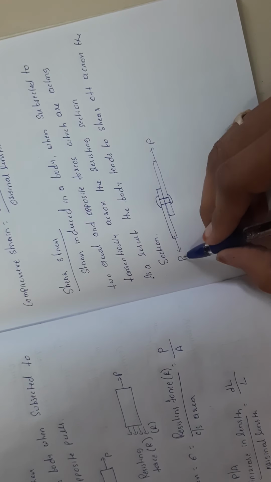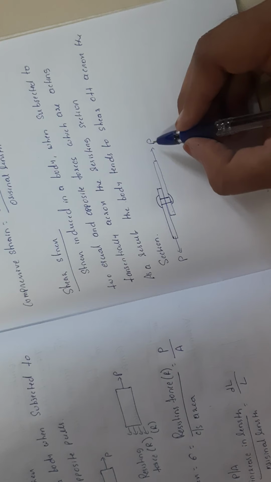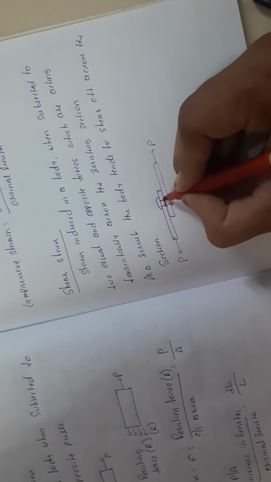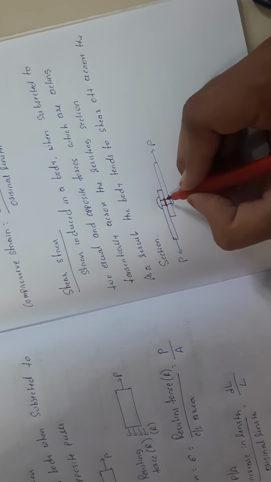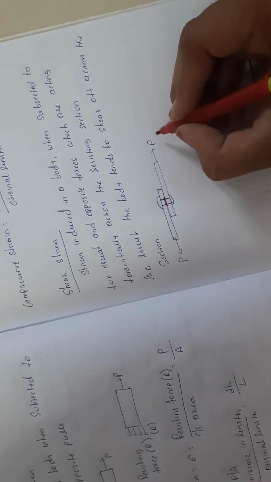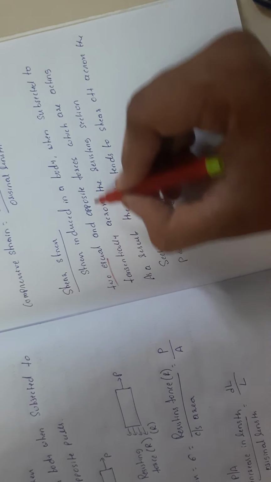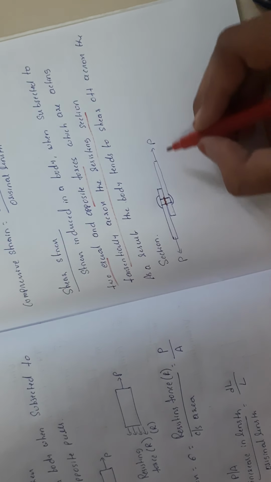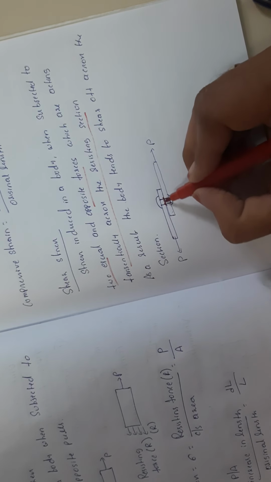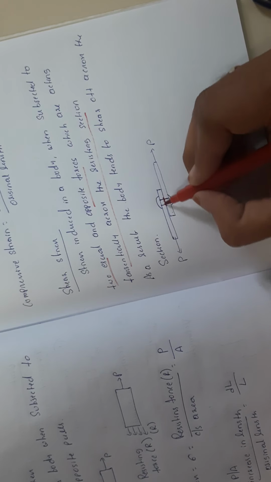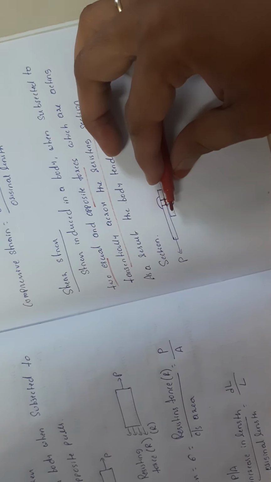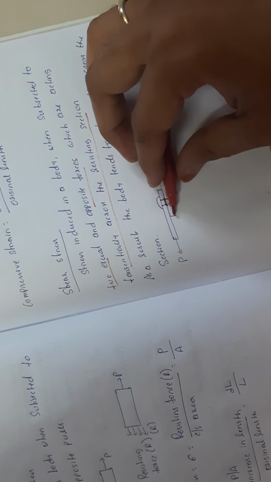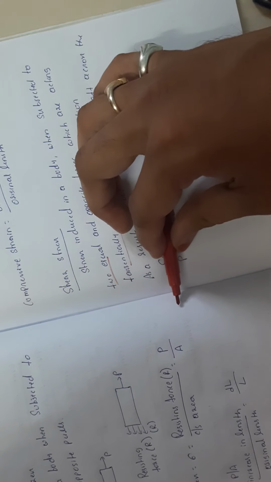So here, when you apply a force in this direction P and this direction P, what happens at this cross section? When you apply two equal and opposite forces acting tangentially across the resisting section, it is acting tangentially in this direction. This portion is pulling in this direction, and this portion is pulling in the opposite direction.